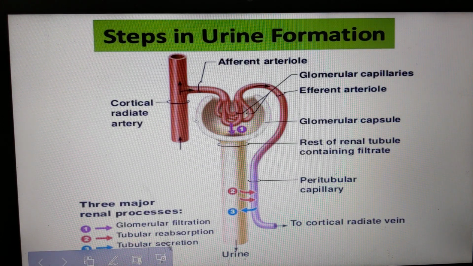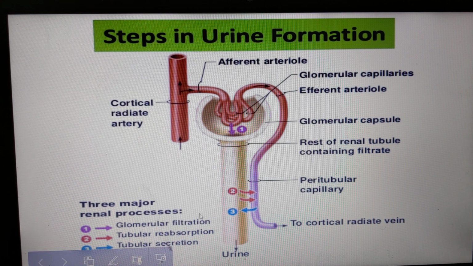So coming to the steps in urine formation. There are 4 major steps. The first step is glomerular filtration. The second step is tubular reabsorption. The third step is tubular secretion. And the fourth step is formation of hypertonic urine.